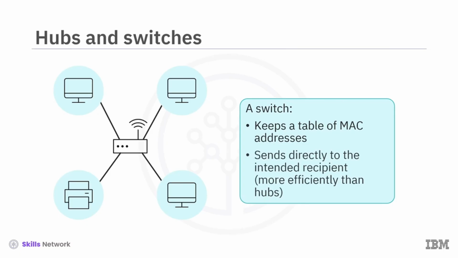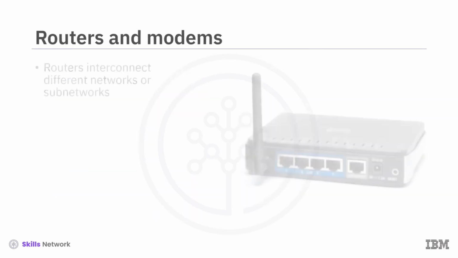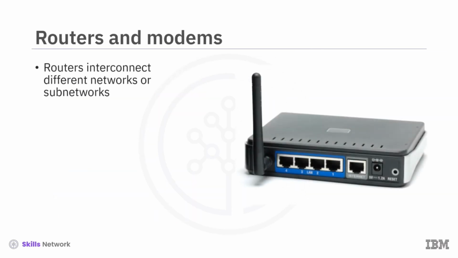Switches are more efficient than hubs because they only send data to the intended recipient. Switches and hubs connect to modems. If a switch or a hub fails, it brings the entire network down. Routers interconnect different networks or subnetworks.